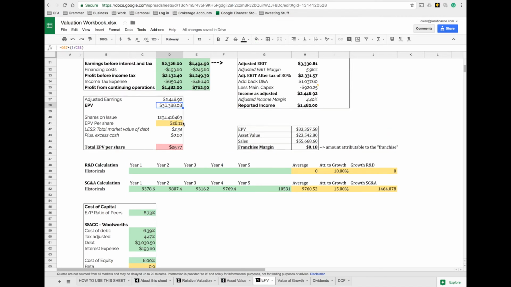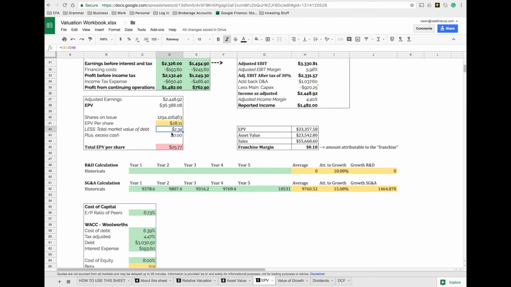So it is simply the adjusted earnings divided by the cost of capital, or 1 divided by the cost of capital, multiplied. I keep saying divide. It's simply 2.448 billion dollars divided by 6.73%, which gives us the earnings power value of the entire company. Divide that by the number of shares on issue and that gives us $28.11.